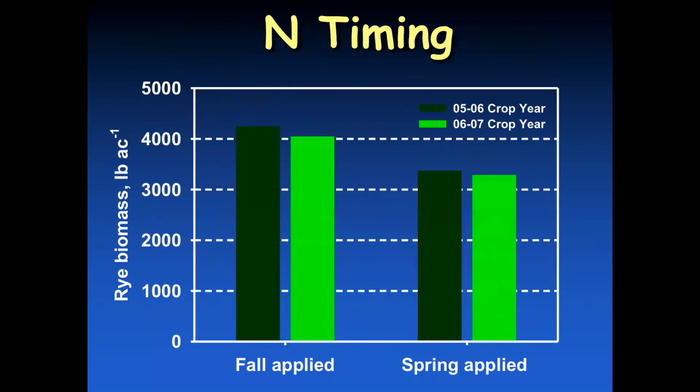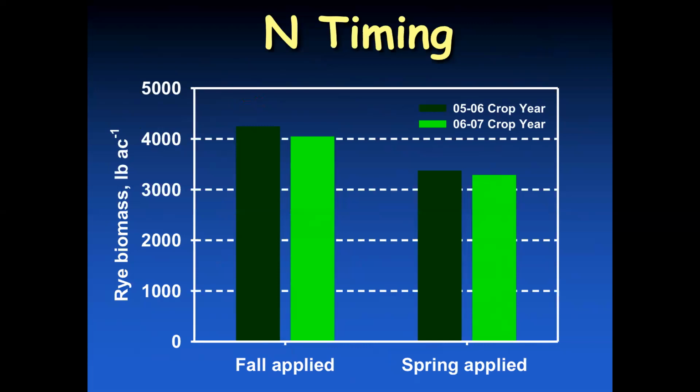As far as timing, between fall applied and spring applied, a lot of times with our wheat crops, we put most of our nitrogen out in the spring. But with something like rye, where you're just trying to get the biomass early, get the good growth early, and then be able to terminate it in time to plant your summer crop, cash crop, fall applied is the best way to go. Again, just to get as much biomass as you can, take advantage of that warmer winter weather that we tend to have here in the South.